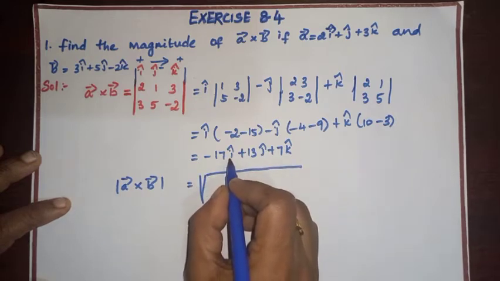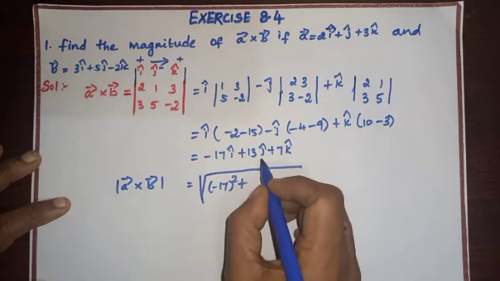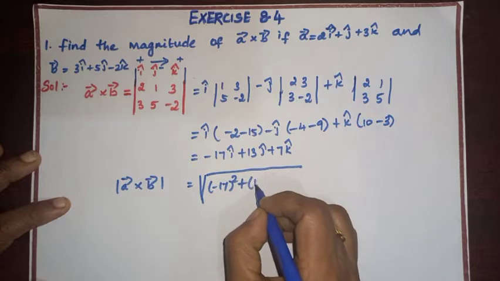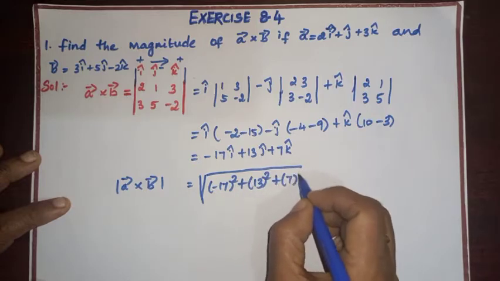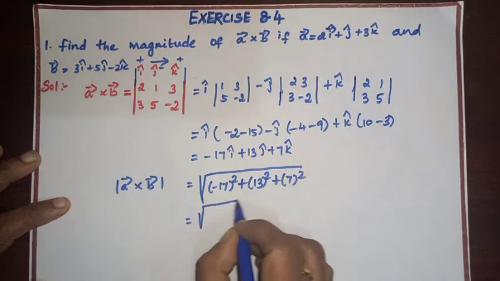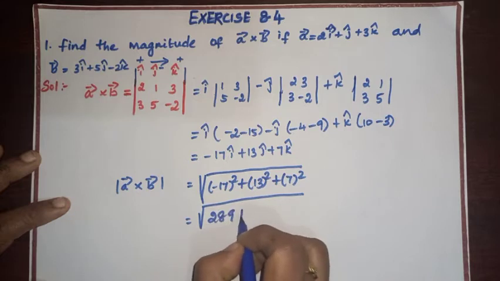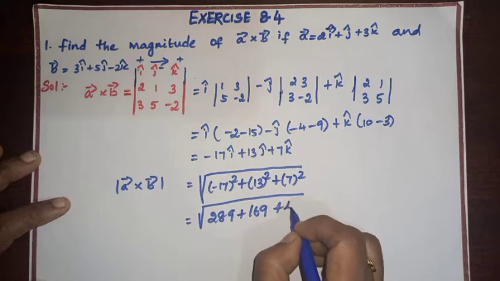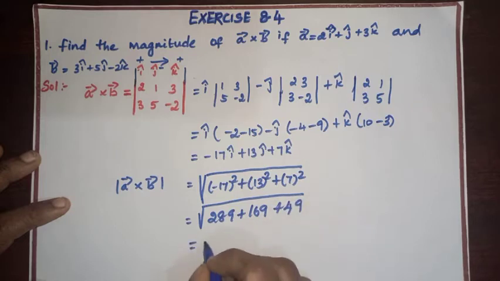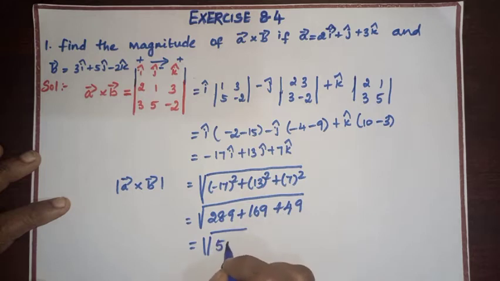Now we need to find the magnitude of vector A cross vector B, which is equal to the square root of the coefficient of i, minus 17, the whole square, plus the coefficient of j, 13, the whole square, plus the coefficient of k, 7, the whole square. Minus 17 the whole square is 289, 13 square is 169, 7 square is 49. Which is equal to 289 plus 169 plus 49, so the square root of 507 square units.